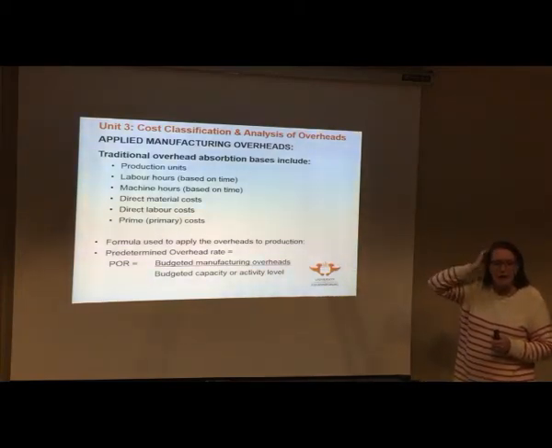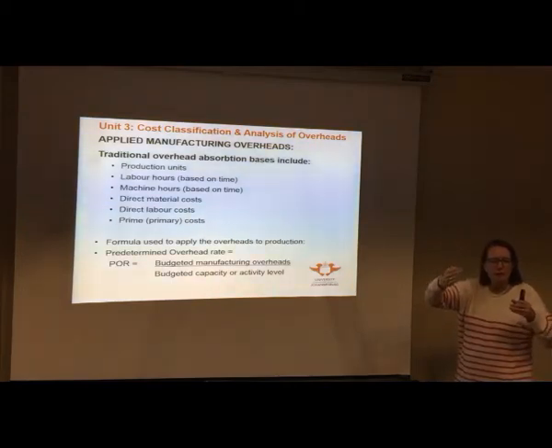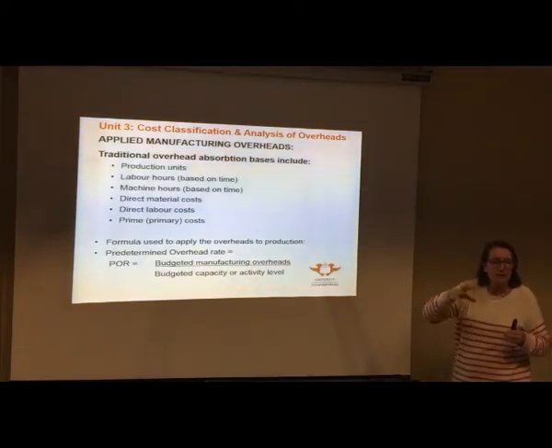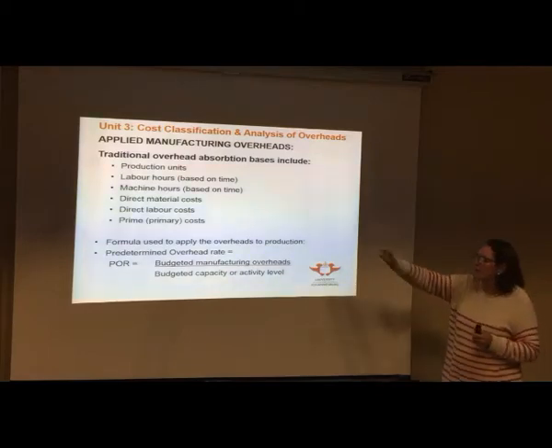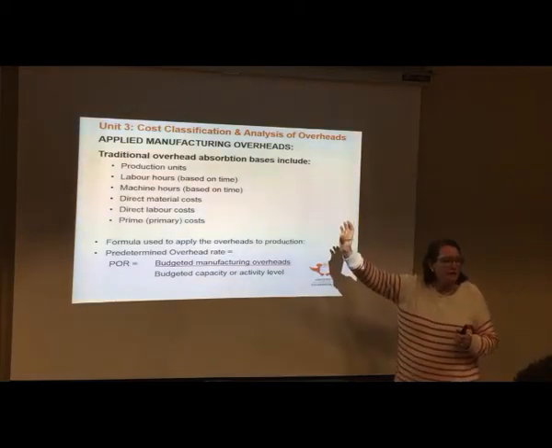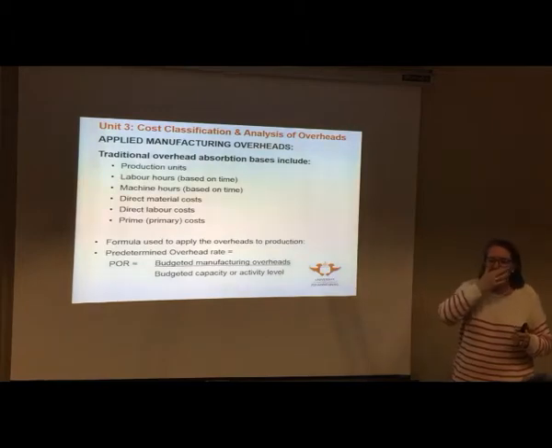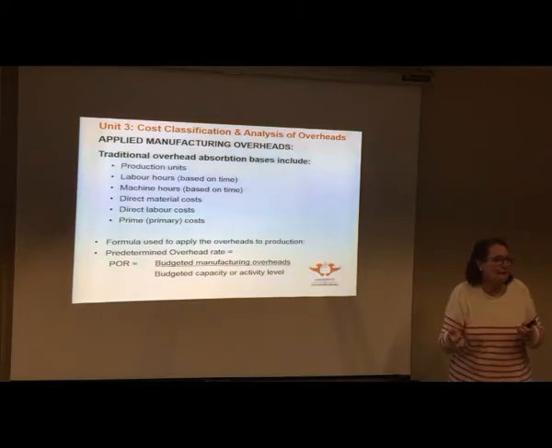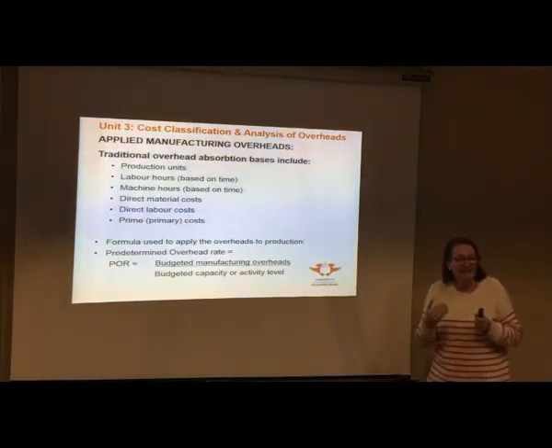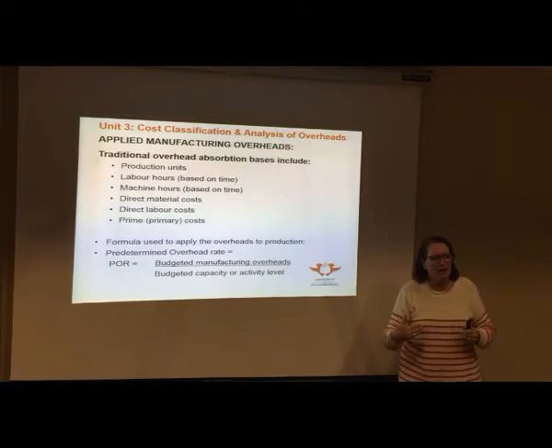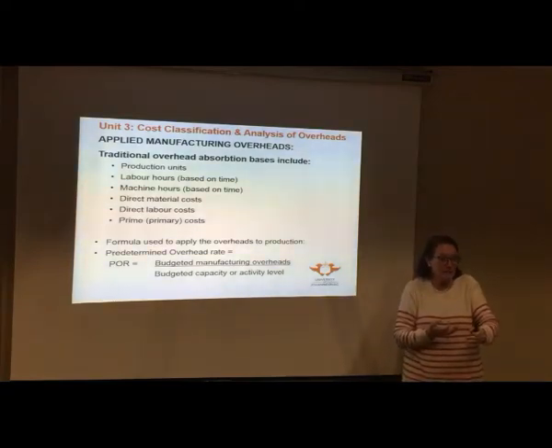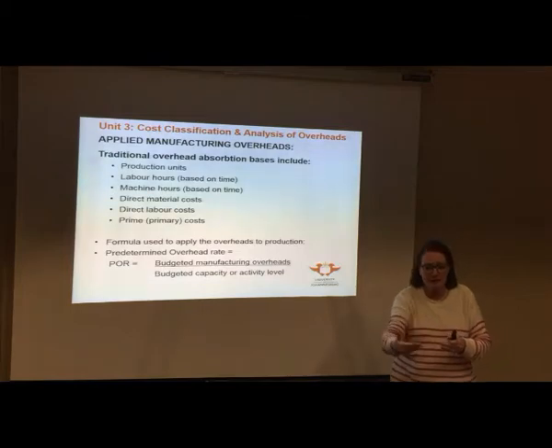So the example that I gave you where I said the rent was 10,000 Rand and we anticipate producing 10,000 units, so we're going to allocate it at 1 Rand a unit, that would be based on production units, okay? But if you think of something else like the supervisor's salary, maybe it would be better because the supervisor is supervising staff. So if there's no staff there, the supervisor doesn't have to be there, but if there's staff there, the supervisor does have to be there.